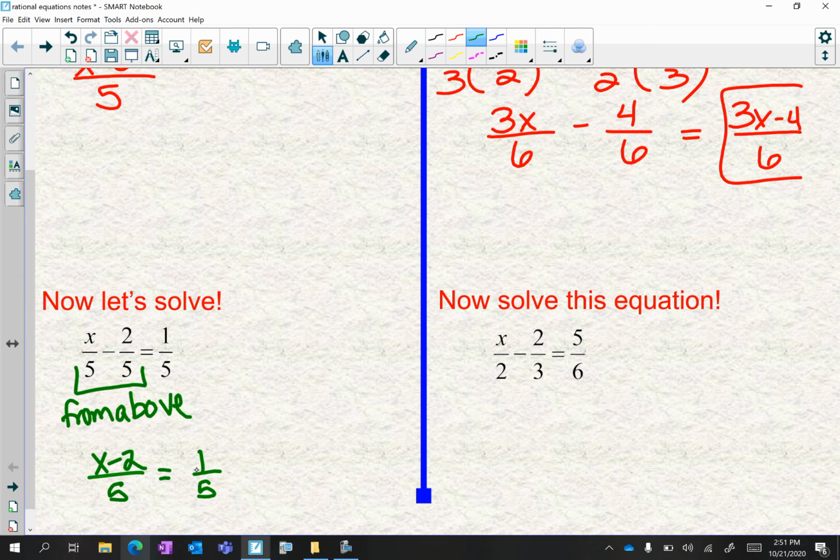Once you have a common denominator, you can cross them all out. So I have a common denominator here. They're both 5s, so I'm going to cross them out. I have an equation left over, x minus 2 equals 1. So now I'm just going to solve from here, and I get x equals 3.